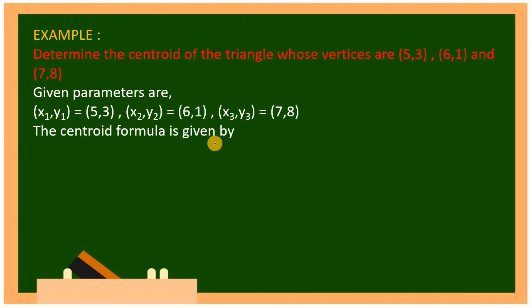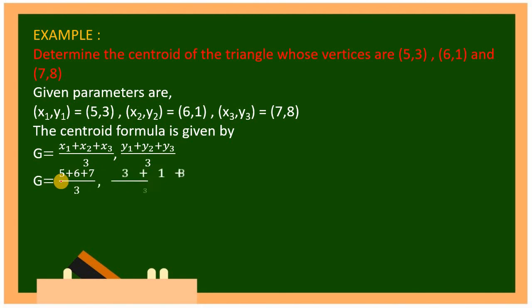The centroid formula is given by G = ((x1 plus x2 plus x3) by 3, (y1 plus y2 plus y3) by 3). Why only G? Just now I said the centroid is given a specific variable, that is G. So let us substitute all the given terms in this formula and find the coordinates of the centroid. That is (5 plus 6 plus 7) by 3, (3 plus 1 plus 8) by 3. Further simplifying, we get 18 by 3, 12 by 3, and by further simplifying we get (6, 4).